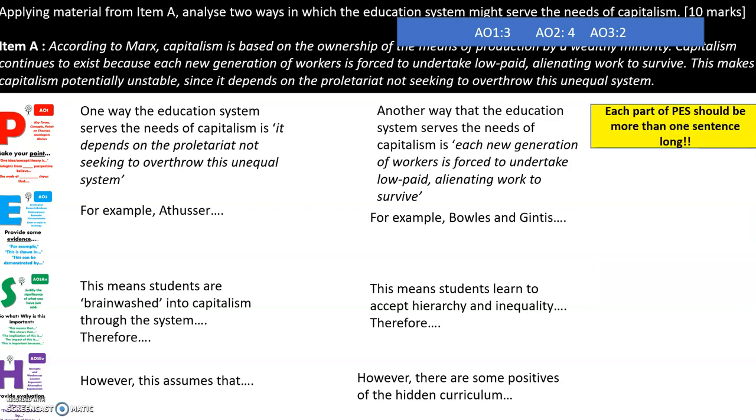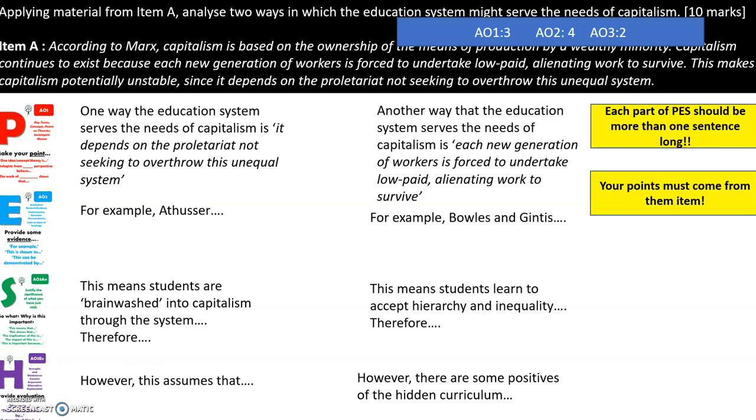So this question is much more difficult, and here's just a few kind of bits of advice to help you answer this question. So each part of the PEES should be more than one sentence long. They should really be developed. They shouldn't just be, again, you've got 7 or 8 minutes to write each paragraph. So they need to be detailed. They need to be more than just one sentence long. You need to assume that the examiner is stupid and really explain each point you're making.